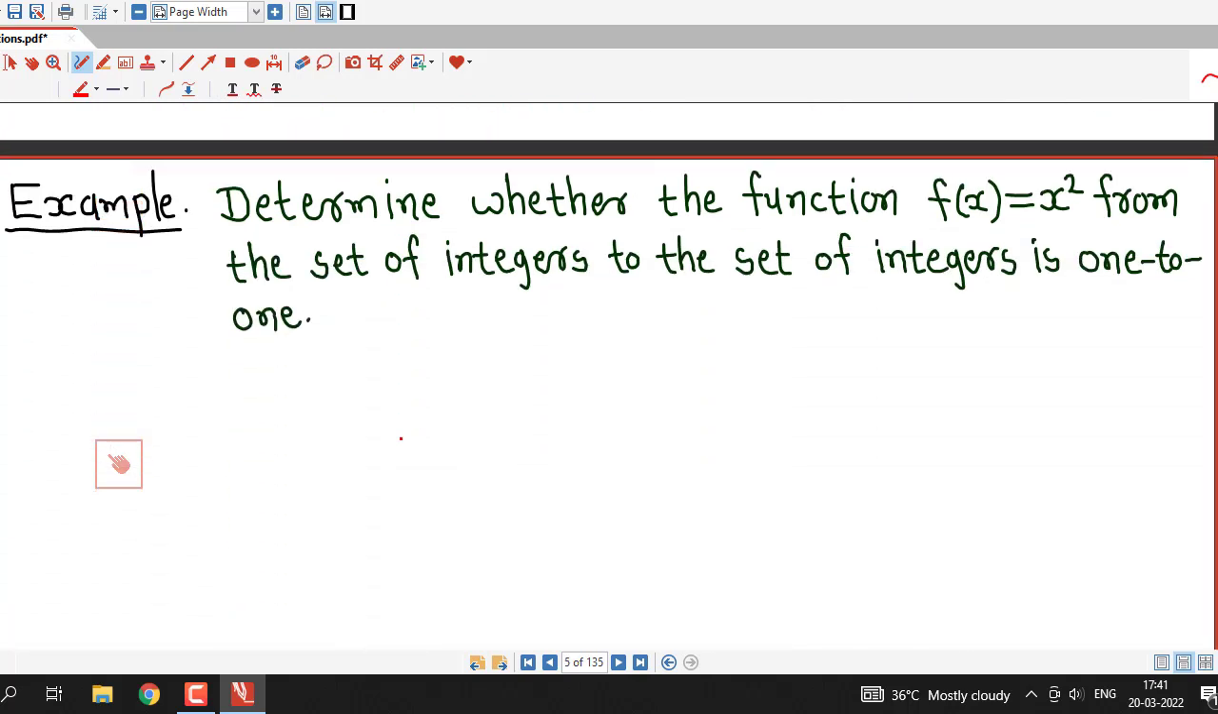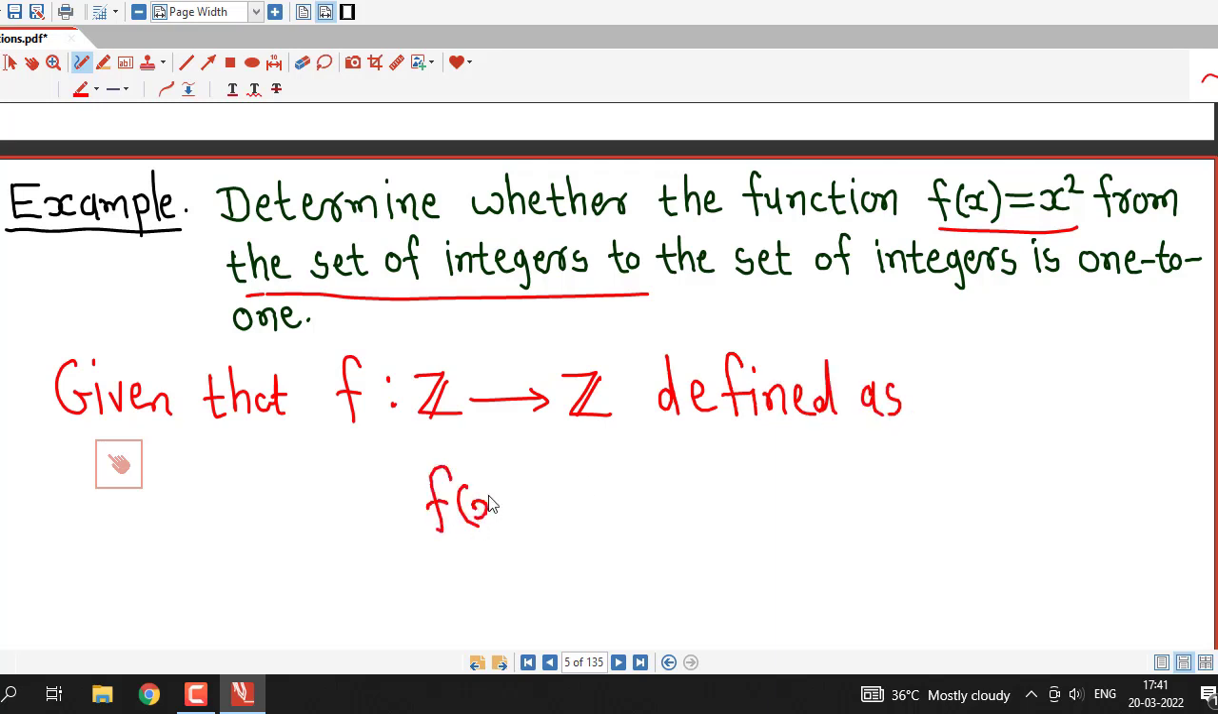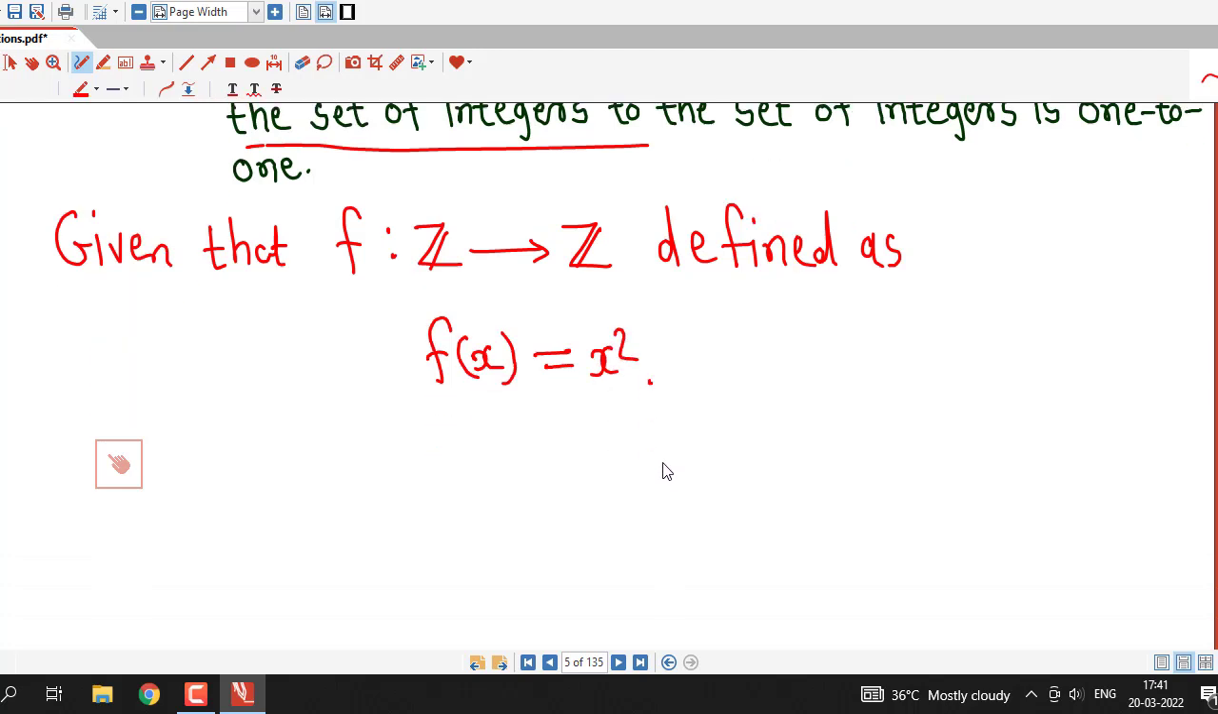We consider another example. Here our function is x square and its domain is the set of integers, and codomain is also the set of integers. Given that f is a function from Z to Z and defined as f(x) equal to x square, we have to determine whether this function is 1 to 1 or not.